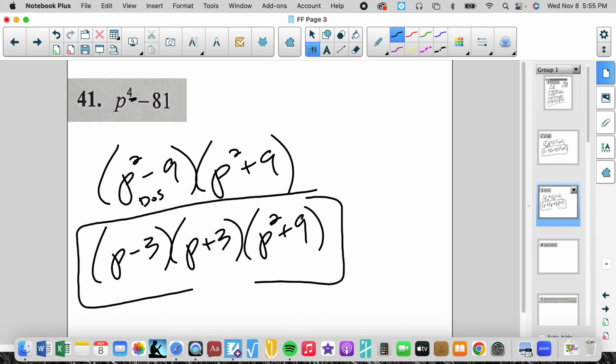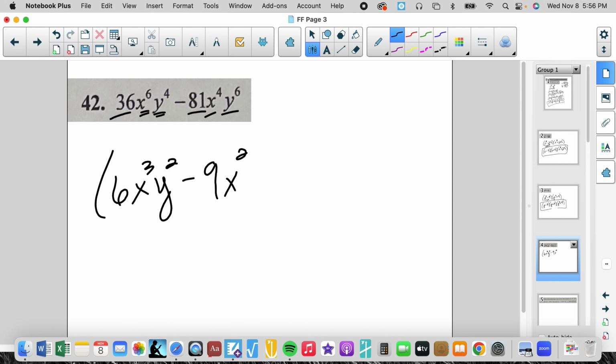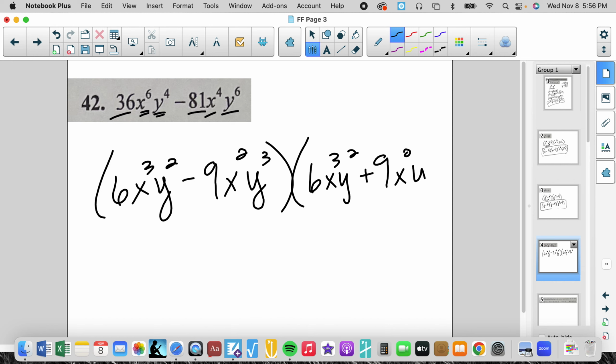So these should be relatively simple and easy. This isn't too bad. I think it's just taking the square root of these terms. Square root of 36 is easy. That's 6. Square root of x to the 6th is x to the 3rd. Square root of y to the 4th is y squared. Minus square root of 81 is 9. Square root of x to the 4th is x squared. Square root of y to the 6th is y to the 3rd. And then we do its conjugate, 6x to the 3rd y squared plus 9x squared y cubed.